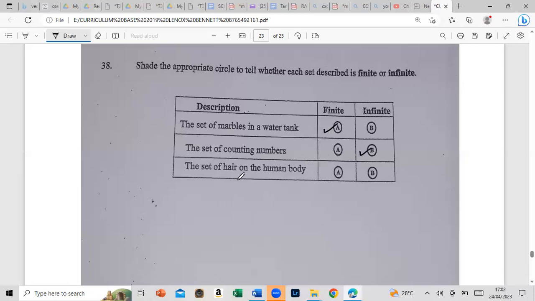Look at this stupid question. The set of ears on your body. I think it's finite, you know, because guess what? The ears have a limit. They might not be countable, but they have a limit. Yo, I don't like these type of questions, you know, man. I don't like this type of question.